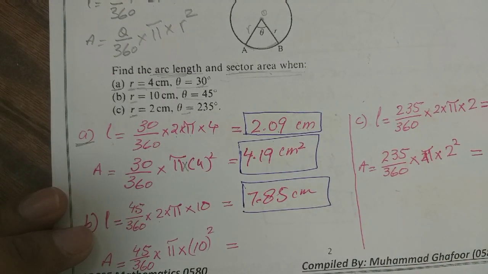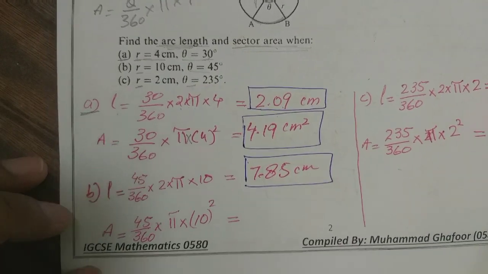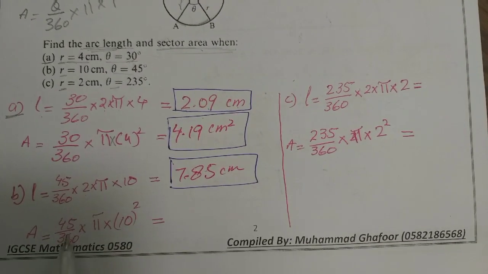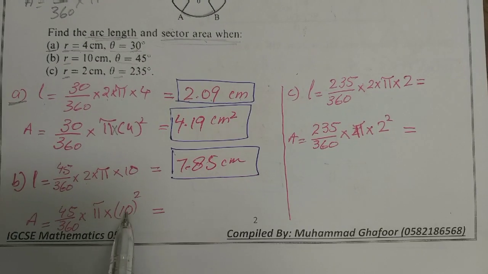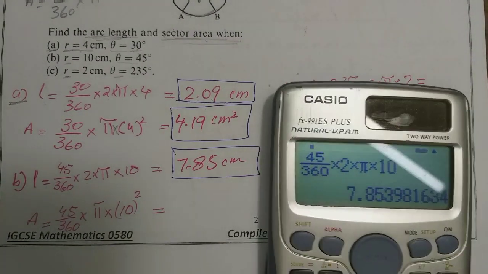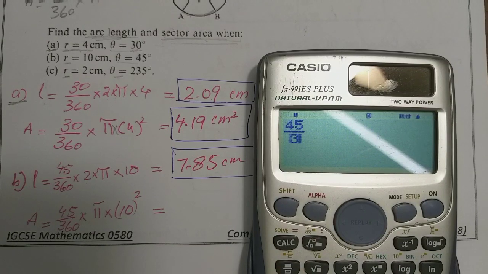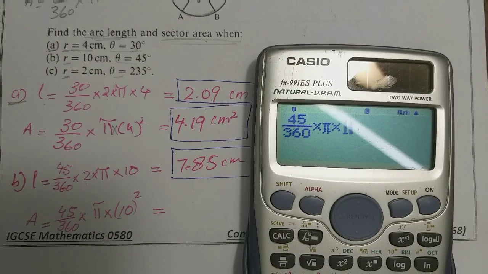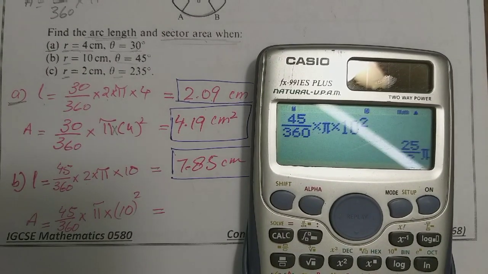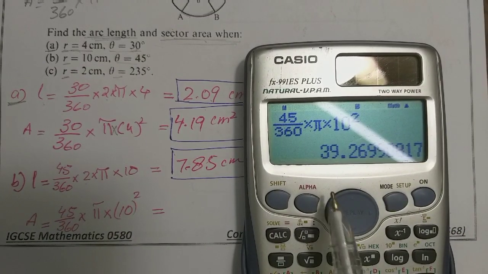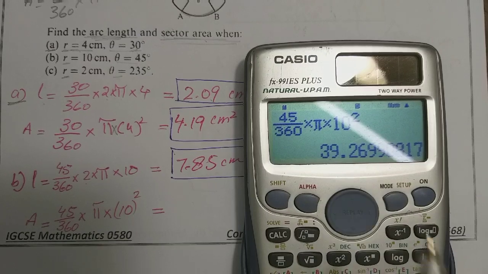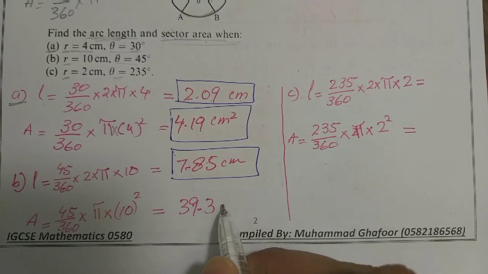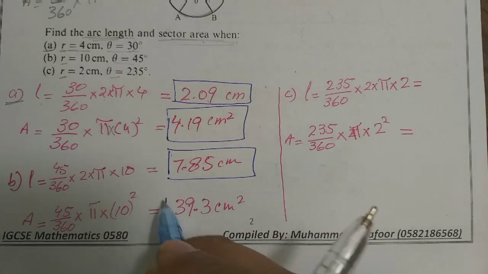Now we need to find the area of the sector, which is 45 over 360 times pi times 10 squared, because it's area, you know the formula. Just simplify: 45 divided by 360 times pi, shift the pi button, times 10 squared. Simplified, you find 25 over 2 pi, but I need it in decimal, so 39.26. Writing 3 significant figures, it is 39.3 centimeters squared, because it's area.